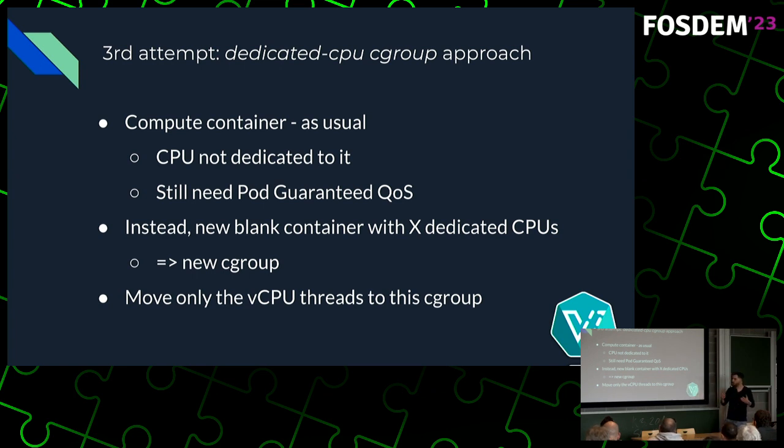So what do I mean by a blank container? I mean a container that doesn't really run anything. It could run, for example, a sleep forever process just to keep the container alive, but that's it. It would be entirely blank. And then what we'll do is move only the vCPUs into another container, into another Cgroup. The compute container stays as is, and only the vCPUs are configured.